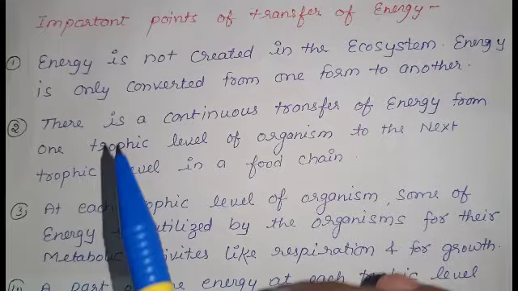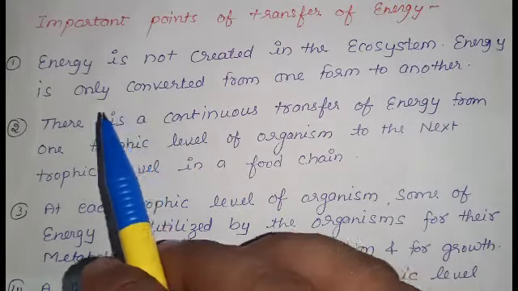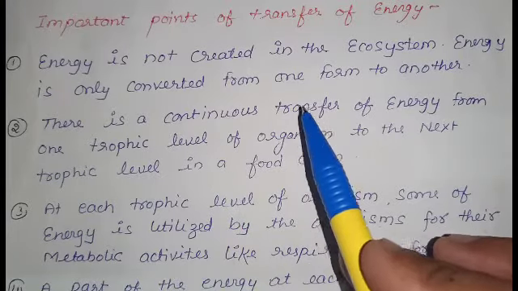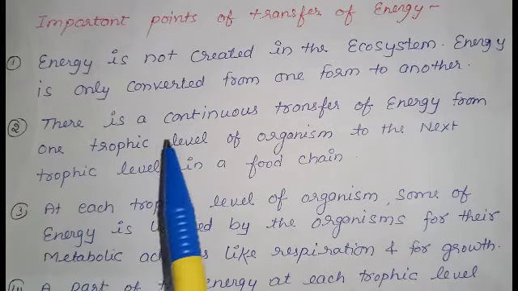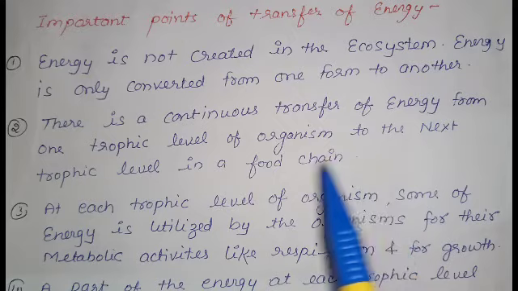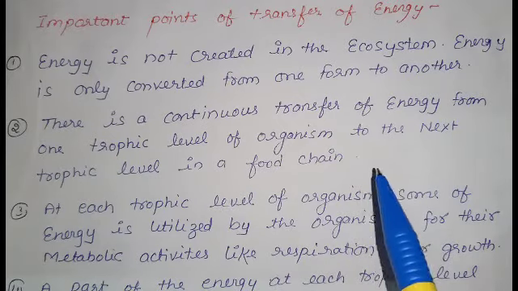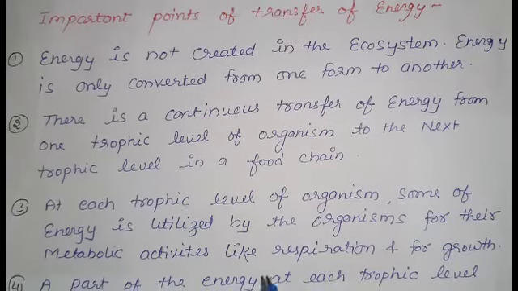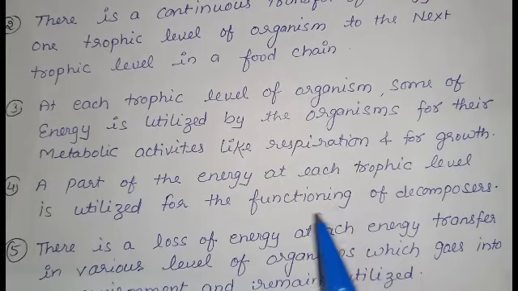Now, we discuss some important points of transfer of energy in the ecosystem as well as the food chain. Energy is not created in the ecosystem. Energy is only converted from one form to another form. Second point, there is a continuous transfer of energy from one trophic level of organism to the next trophic level in a food chain. Third point, at each trophic level of organism, some of the energy is utilized by the organism for its metabolic activities like respiration and for growth.